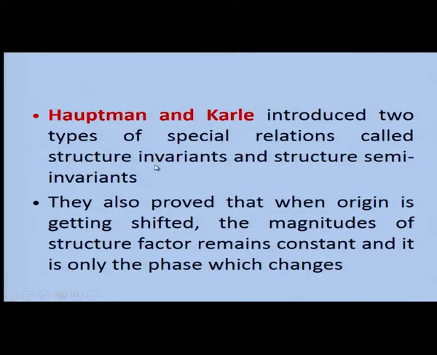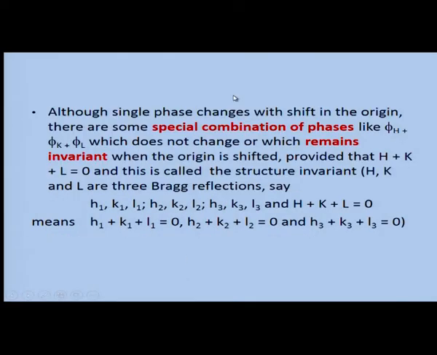Okay. So, using these 2 types of phase relationships, they generalized the direct methods formalism, and they also proved that when the origin is shifted, it is only the magnitude of the structure factor which remains constant and the phase changes. Although a single phase changes with a shift in origin, there are some special combinations of phases like phi h plus phi k plus phi l, and these phases, when h plus k plus l equals 0, do not change their value, and these are called structure invariants.